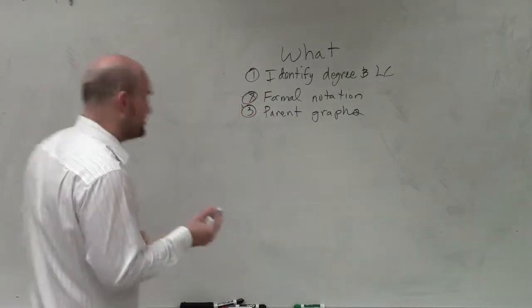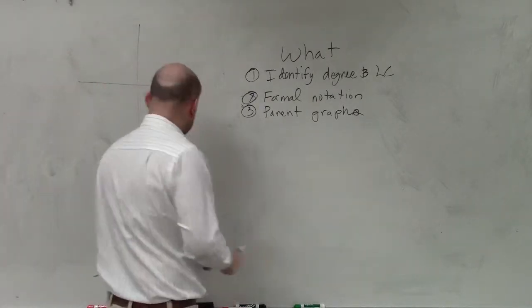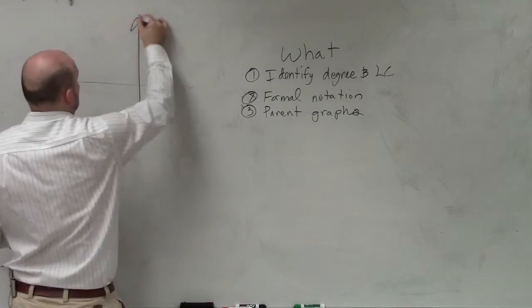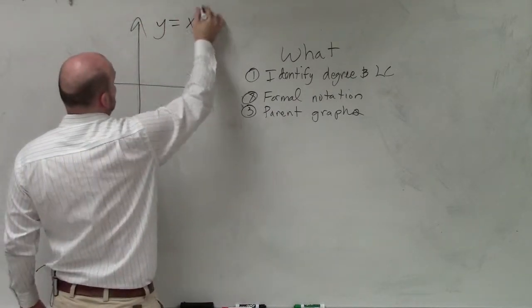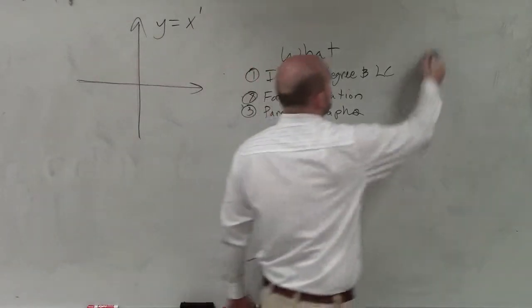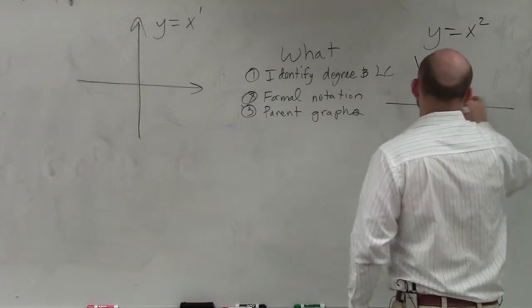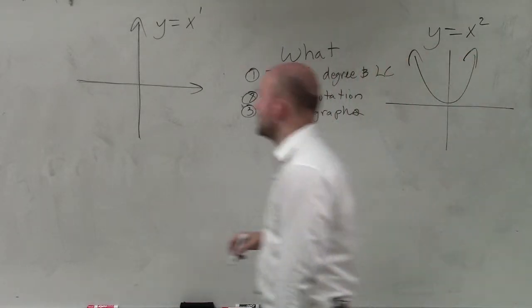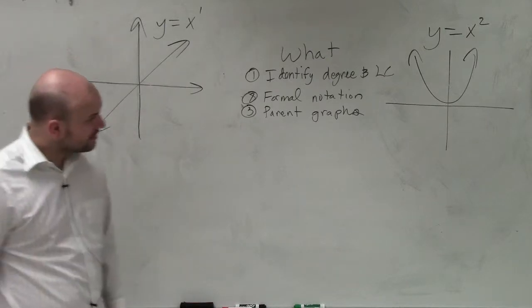is the parent graphs. The two parent graphs I want to look at are y equals x to the first power and y equals x squared. The x squared is our quadratic, and y equals x is our identity graph. They look like that.